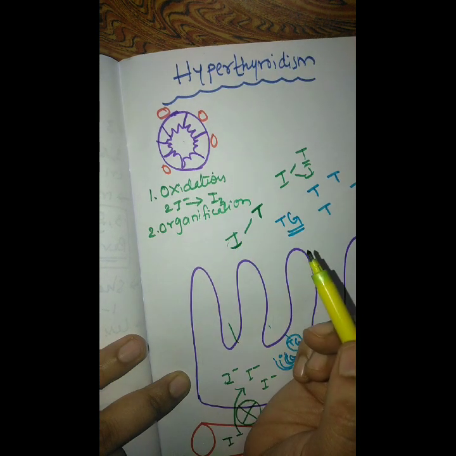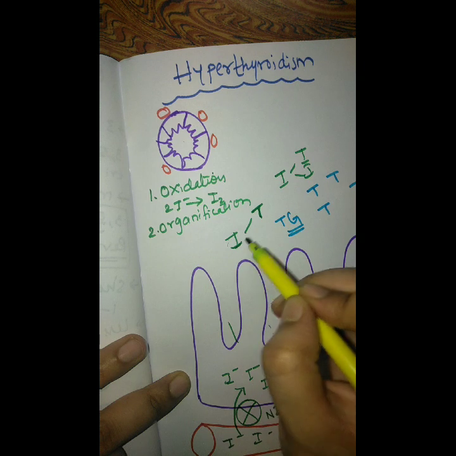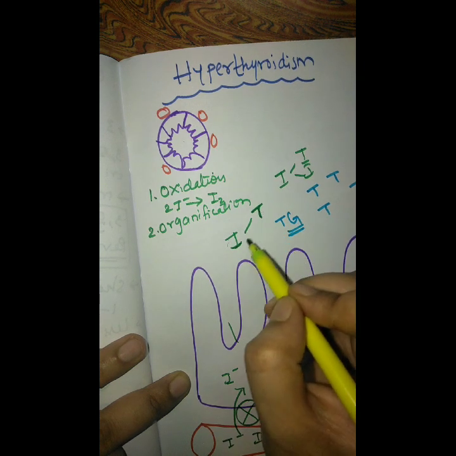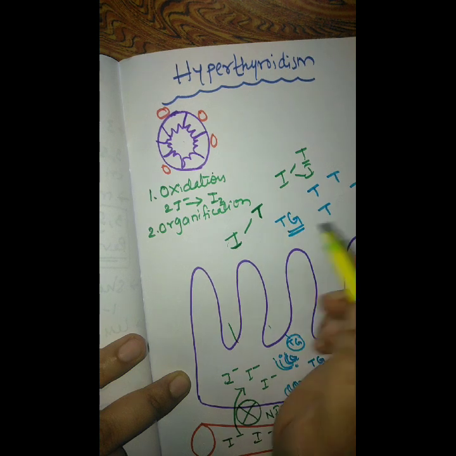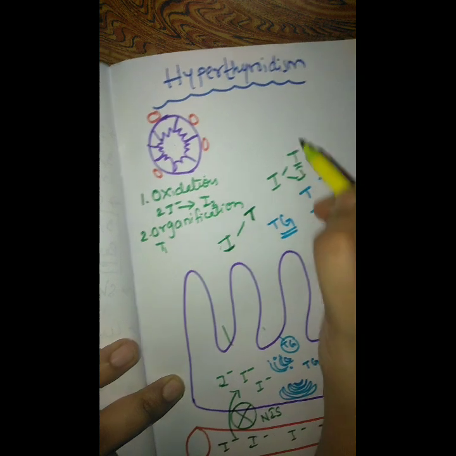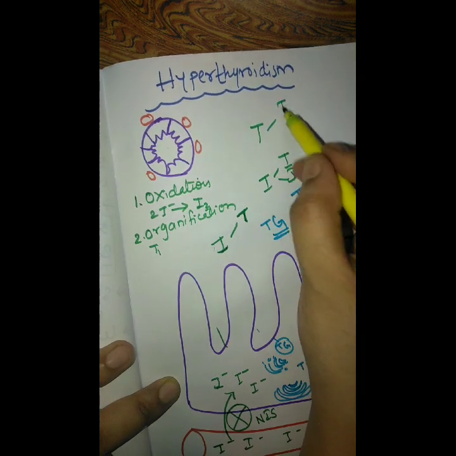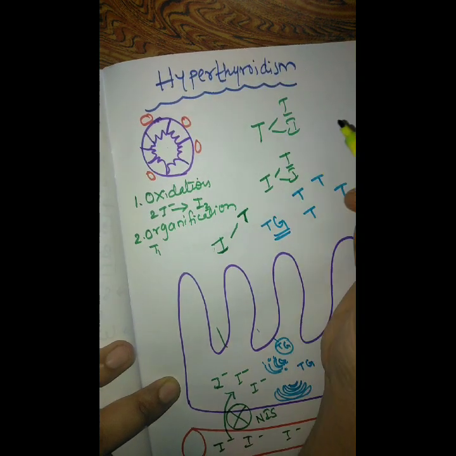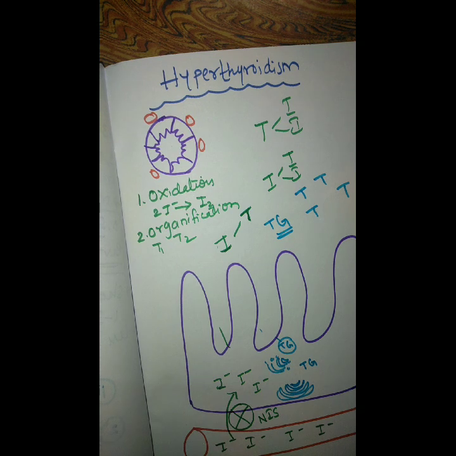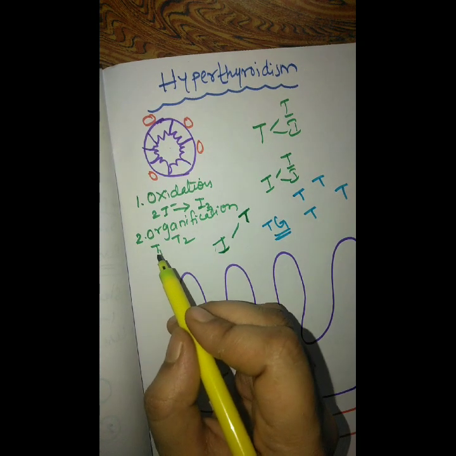So in the organification step, what happens? Iodine will start combining with thyroxine. When one molecule of iodine is combined to thyroxine, it is known as monoiodothyroxine, or you can say T1. And when two atoms of iodine combine with a thyroxine molecule, we call it diiodothyroxine, or simply T2. So T1 and T2 are formed. Okay, so this is the second step.